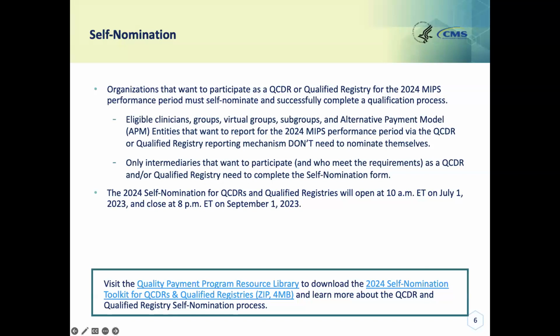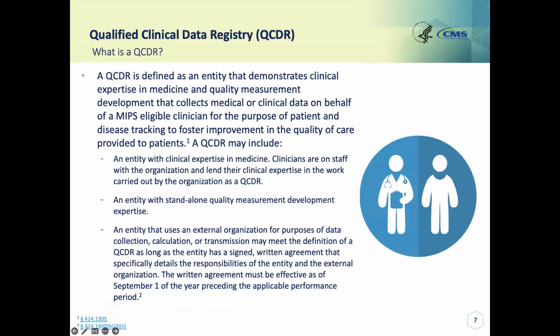Moving on to the next slide, please. So now we'll get into a little bit more about what a qualified clinical data registry is. A QCDR is defined as an entity that demonstrates clinical expertise in medicine and quality measurement development that collects medical and clinical data on behalf of MIPS eligible clinicians for the purposes of patient and disease tracking and to foster improvement in the quality of care that's provided to clinicians. A QCDR may be an entity with clinical expertise in medicine that has clinicians on staff with the organization that lends their clinical expertise in the work carried out by the QCDR. Also is an entity that has standalone quality measurement development experience.